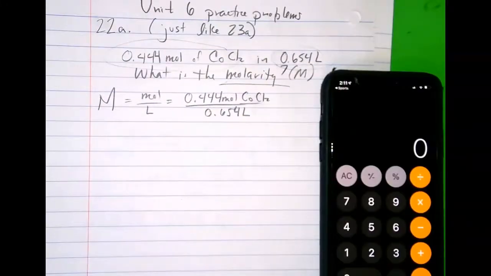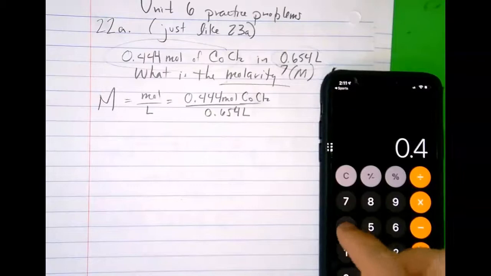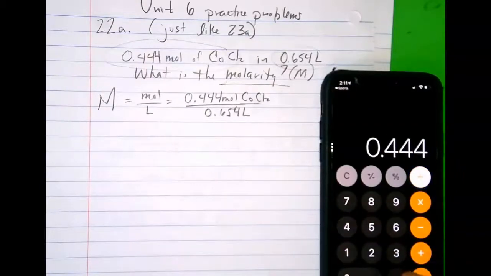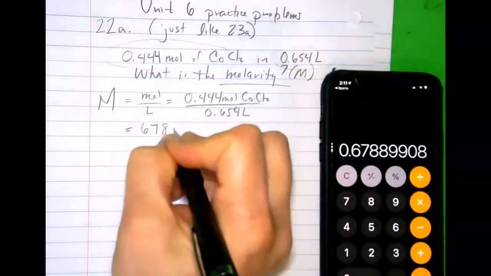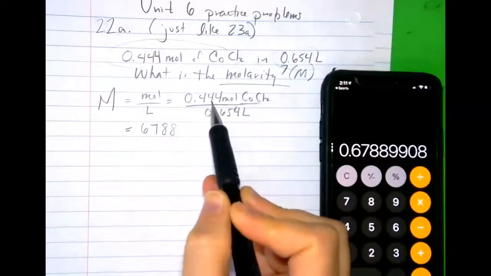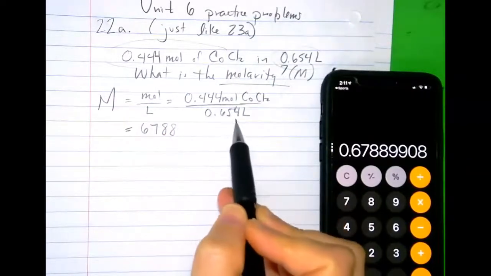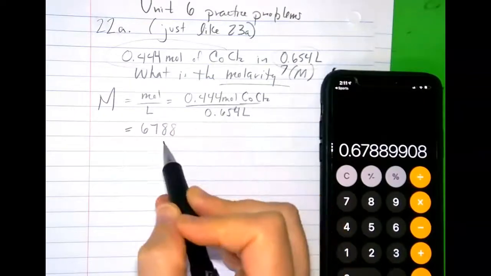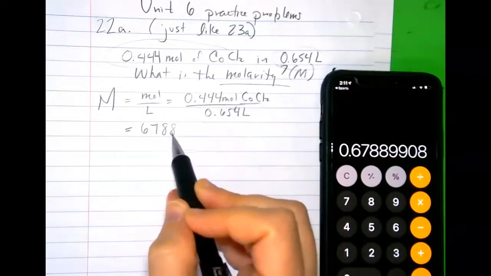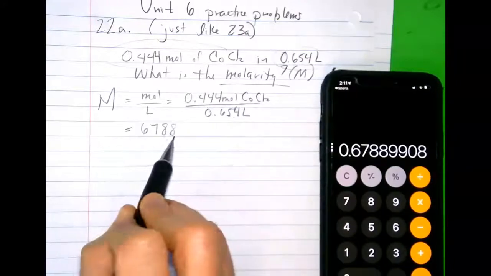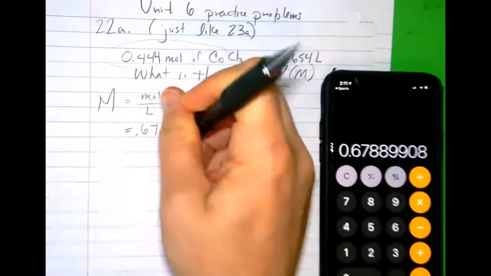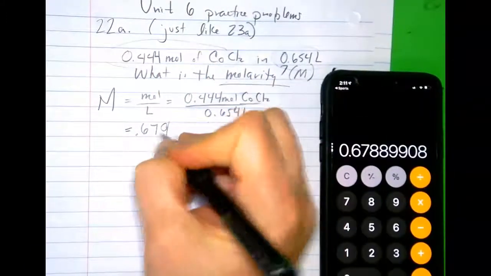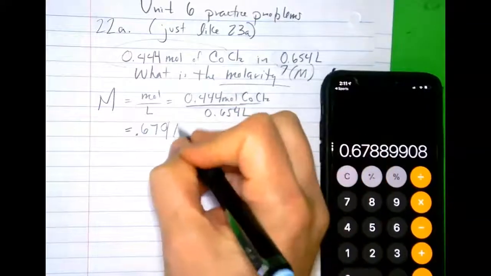Now I've got my trusty calculator. I say 0.444 divided by 0.654 equals, well, that's a lot of numbers, 6, 7, 8, 8. Now there's 3 significant figures in my given, 3 significant figures in this given, so I need to give 3 significant figures in this answer. So I go to 1, 2, 3, the 4th significant figure, which is the 8, and it rounds up. So since 8 rounds up, the one before it becomes a 9. And the unit is molarity.